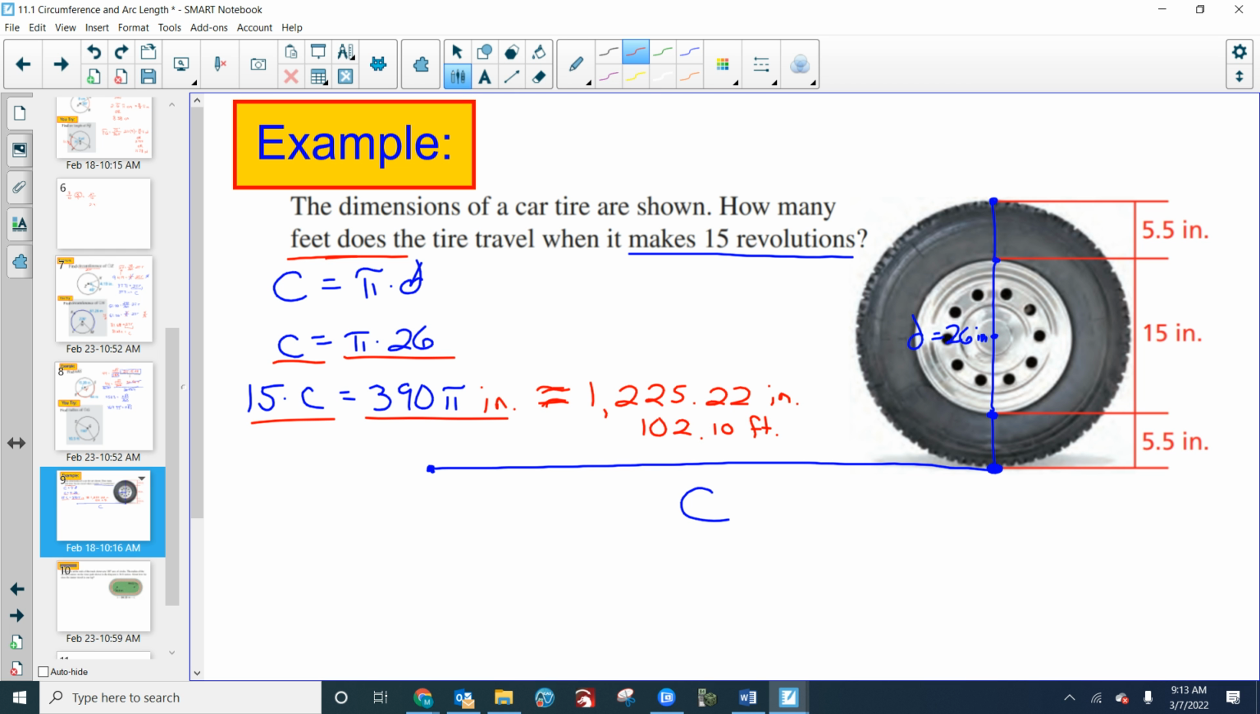Okay. Can I just show it as circumference equals pi times 26 times 15? Yeah, I just multiply both sides by 15. Okay. If you did it the same way, I'm not real picky on that. Questions? All right.